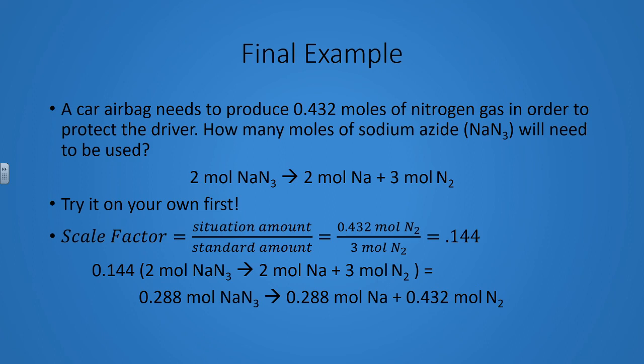Looking back at the original question, it tells us that, oh, that's right, we need to cancel our nitrogen on top and bottom, and 0.288 moles of sodium azide is what's going to be required.